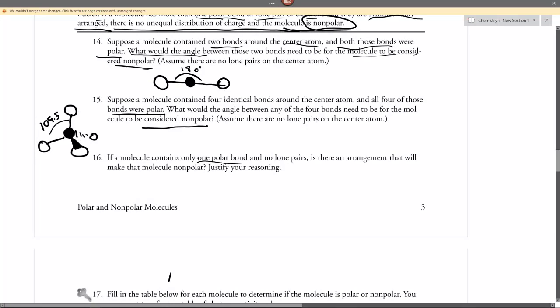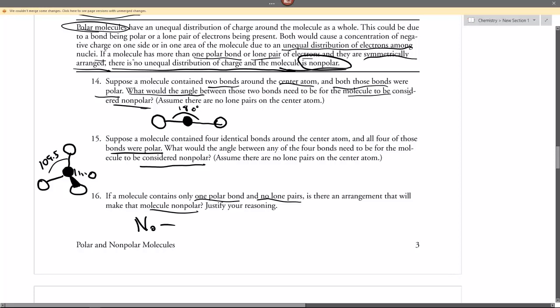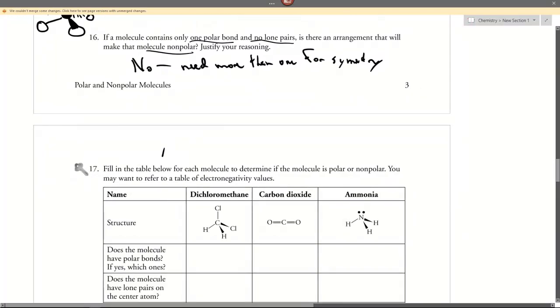If I have one polar bond and no lone pairs, can it be nonpolar? No. Like it says right up here, if a molecule has more than one, right? More than one, you need more than one for symmetry. Right? All right, here's where I want to stop.